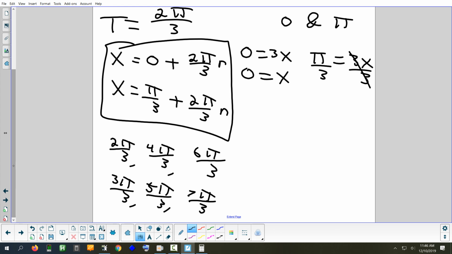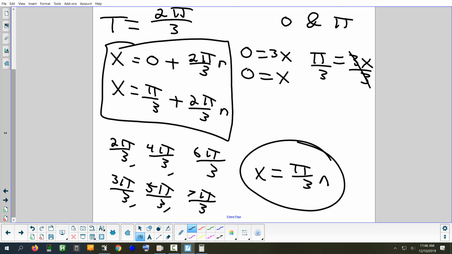Yep, all multiples of pi over 3. 2 pi over 3, 3 pi over 3, 4 pi, 5 pi, 6 pi, 7 pi. So in words, you could say all multiples of pi over 3. As an equation, you could say basically this. That represents all multiples of pi over 3. Plug in a 1, 2, 3, 4.